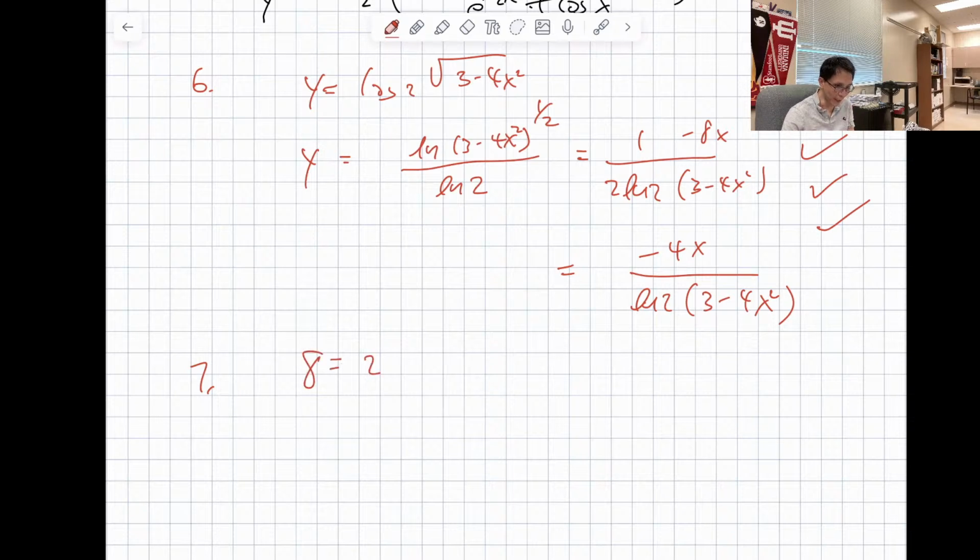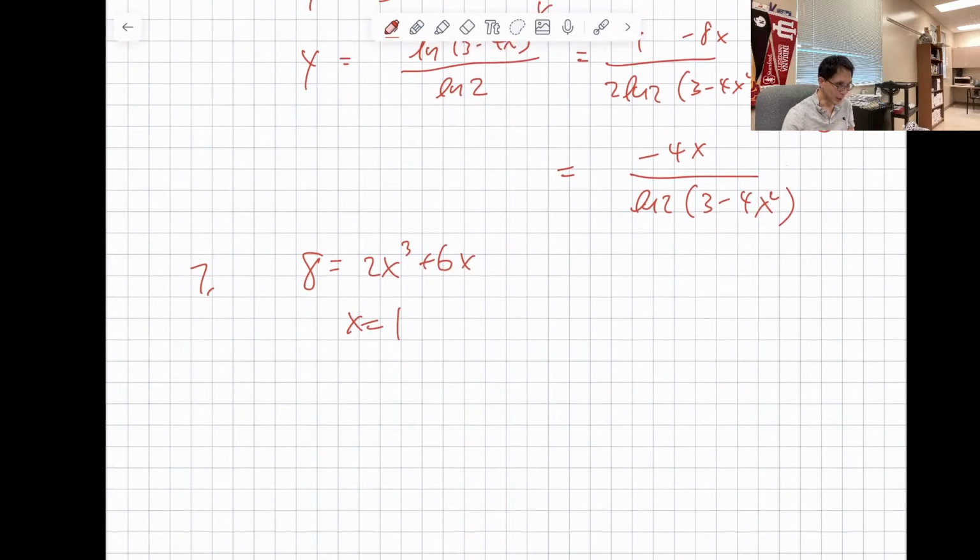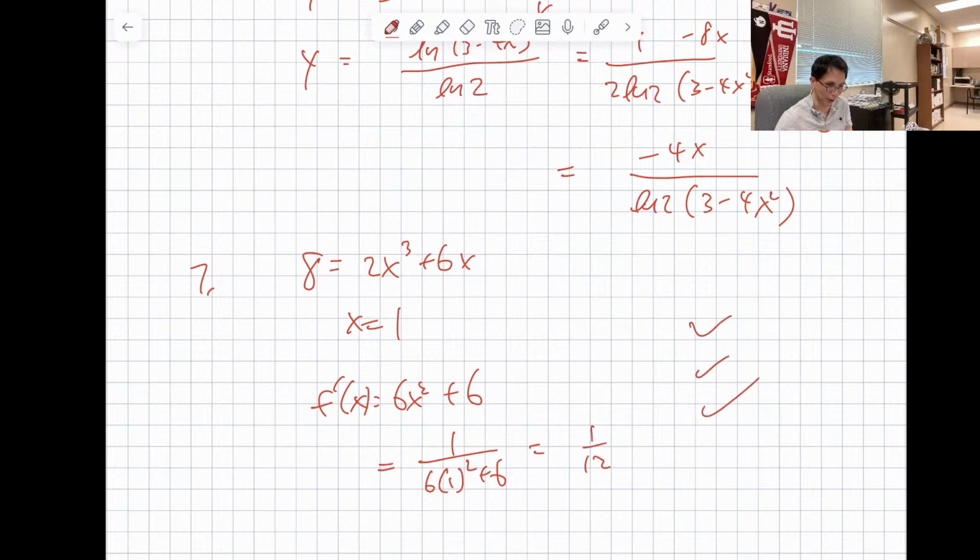If she or he finds out this x has to equal 1, and goes ahead and takes a derivative of that and plugs in the bottom, that's going to be 1 over 6 times 1 squared plus 6, equal to 1 over 12. 3 check marks: first check, find out where x equals 1 is. Second, the derivative. Third.